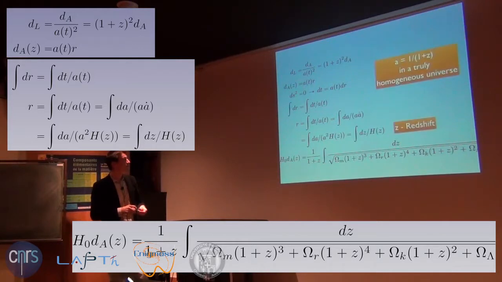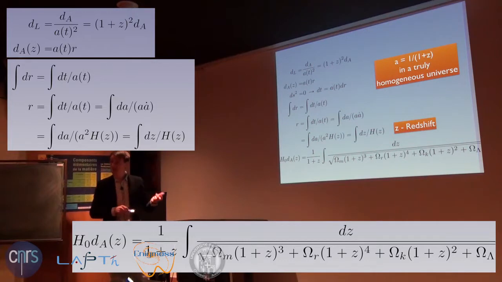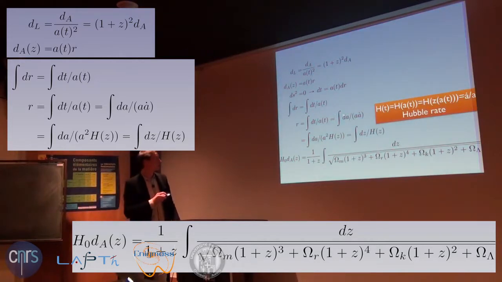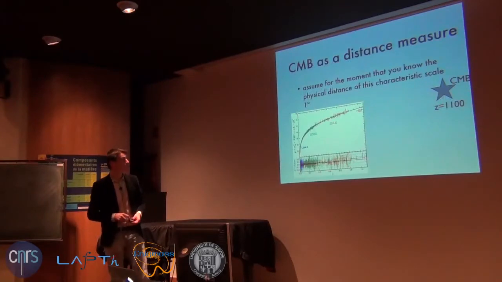So the angular diameter distance is a function of redshift, or actually the scale factor, because the redshift and the scale factor are related in a homogeneous universe. And the expansion rate, which is in this integral, then tells you what the distance is to a certain point.